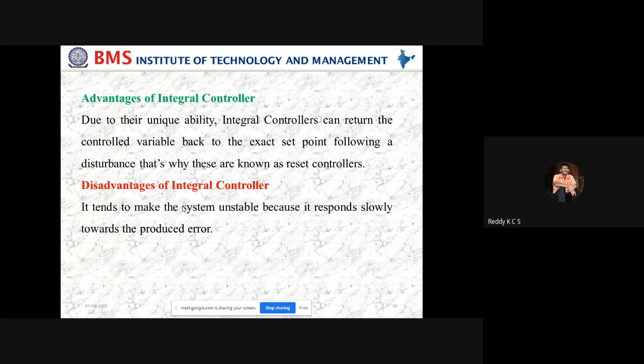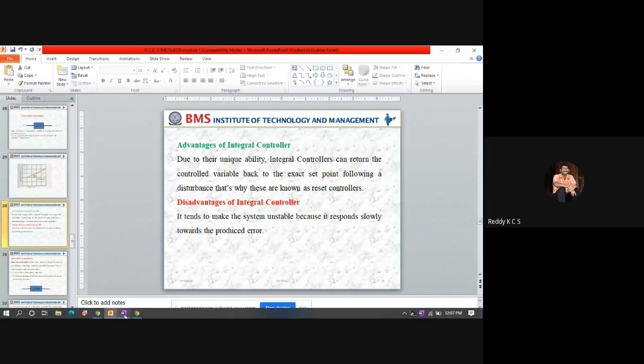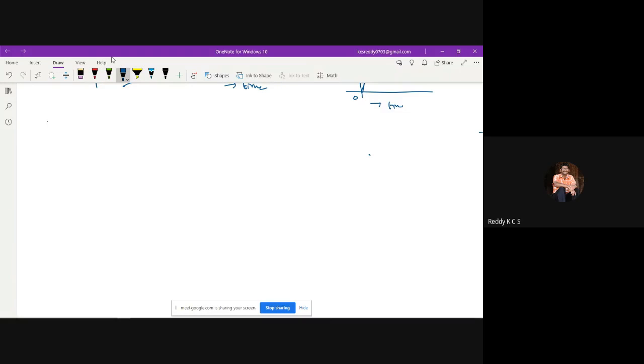The disadvantage is that it tends to make the system unstable because it responds very slowly towards the errors. That's why these systems become unstable in nature. So these are the advantages and disadvantages when you talk about integral controllers. Right. So here, integral controller.